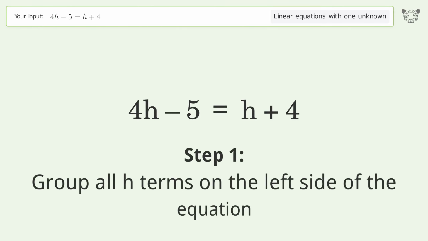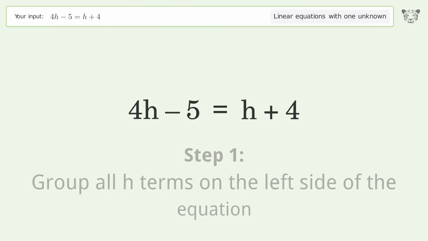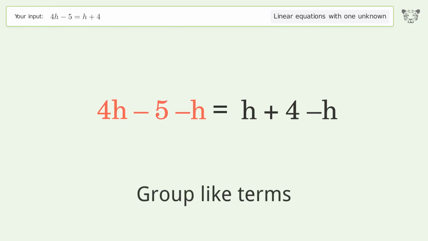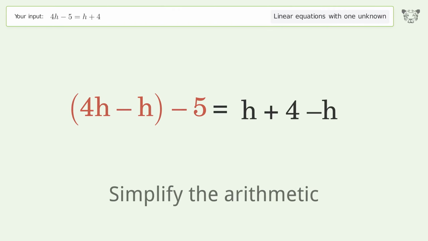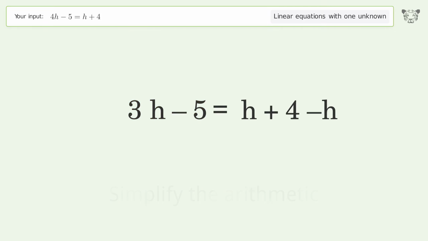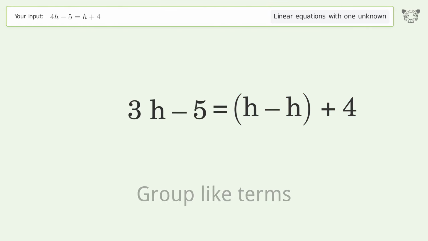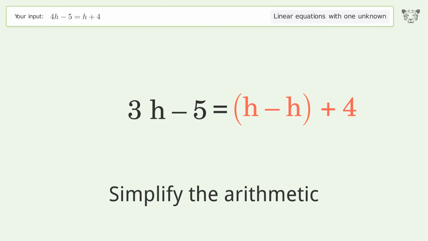Group all h terms on the left side of the equation. Subtract h from both sides. Group like terms. Simplify the arithmetic. Group like terms. Simplify the arithmetic.